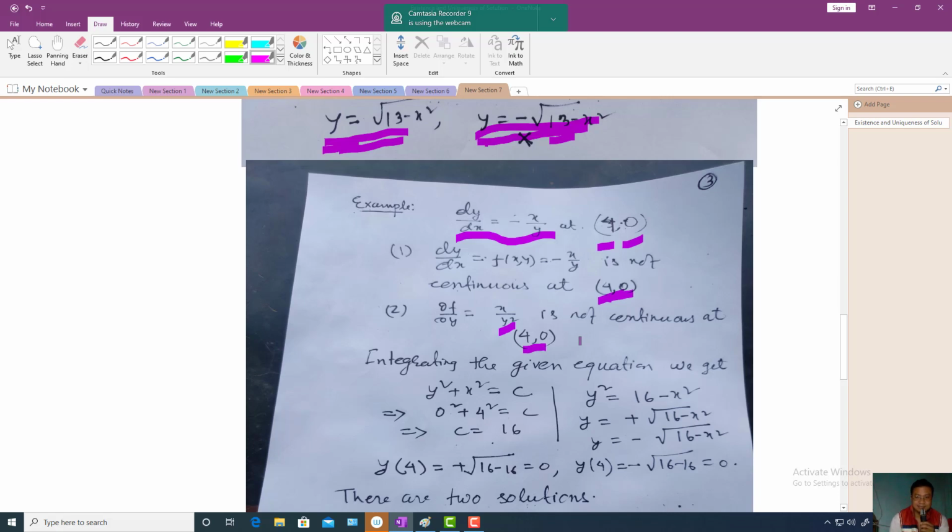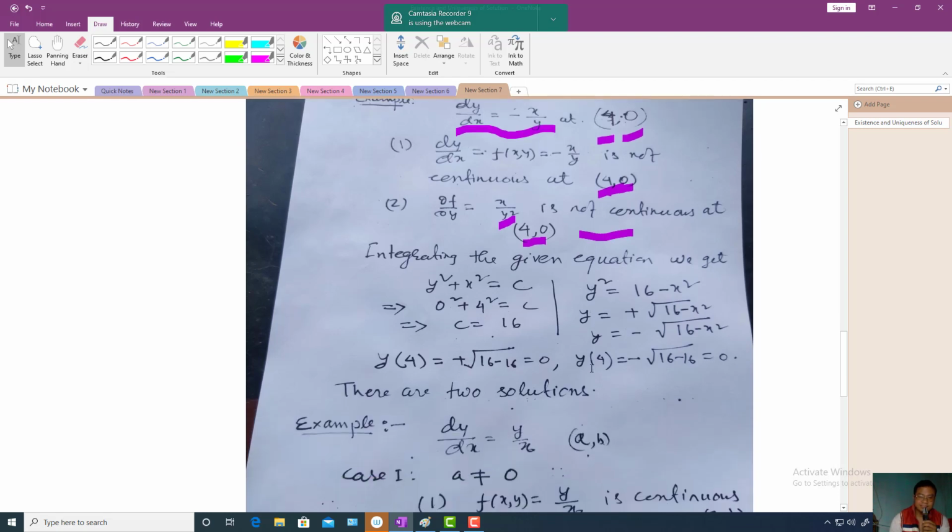But let us actually see what happens. Anything can happen in this situation. There may be a solution, there may not be a solution, there may be a unique solution. So let us see by integrating the same differential equation again. After integration, you will get y square plus x square is equal to c. So when you put x is equal to 0, y is equal to 4, what do you get? c is equal to 16.